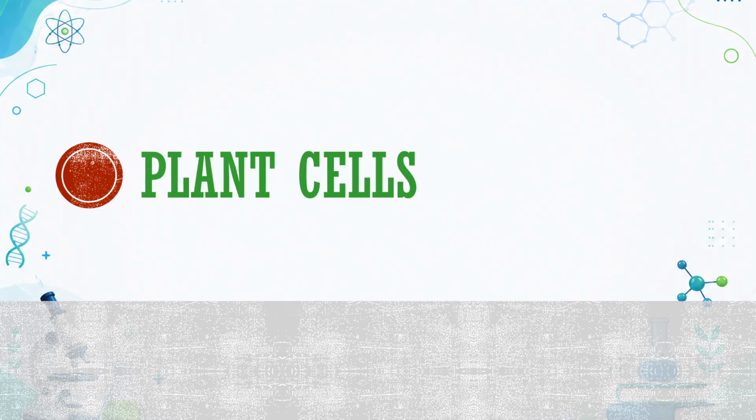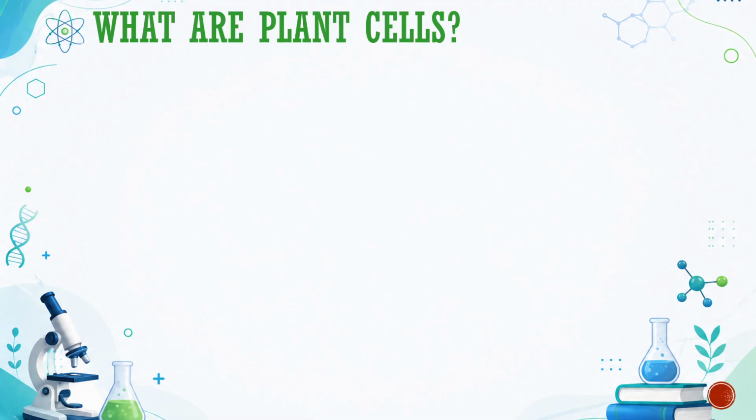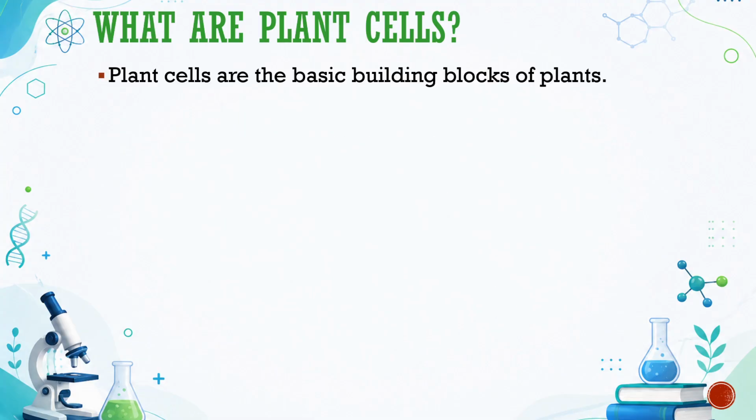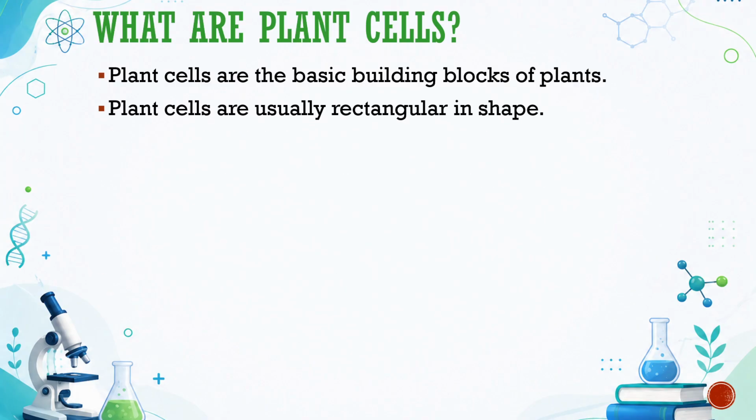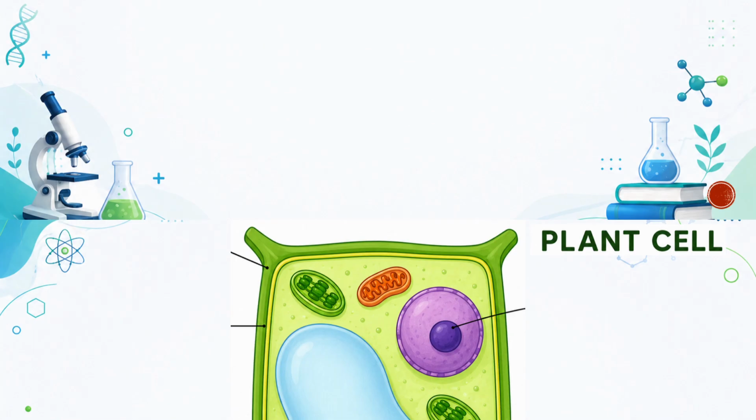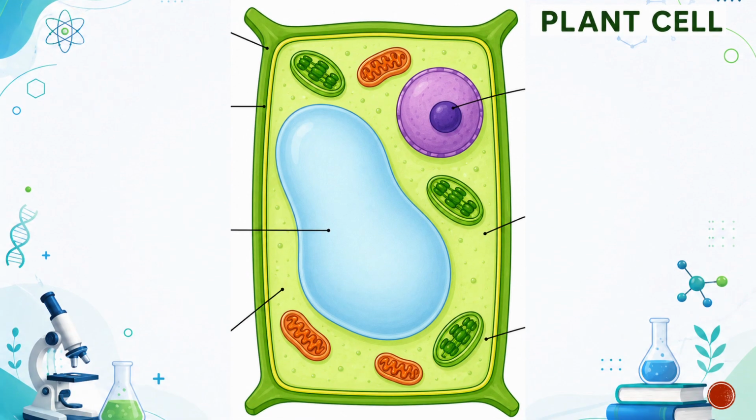Let's talk about the plant cells first and then we will move to animal cells. So now plant cells, every plant has its own building block. Those are the plant cells. Now plant cells are usually rectangular in shape and they are larger than the animal cells. All right. So here's a diagram that shows you the plant cell and the various parts of it. Let's take a look at it one by one.